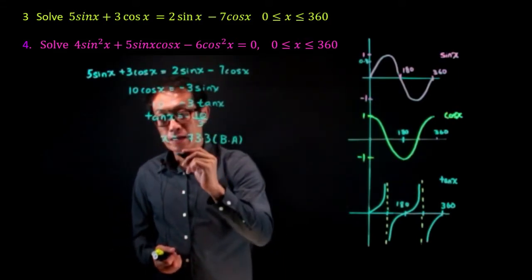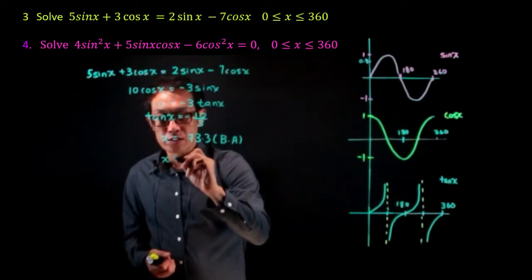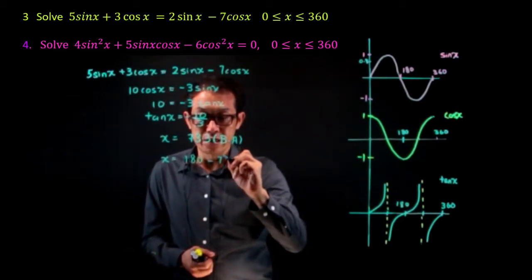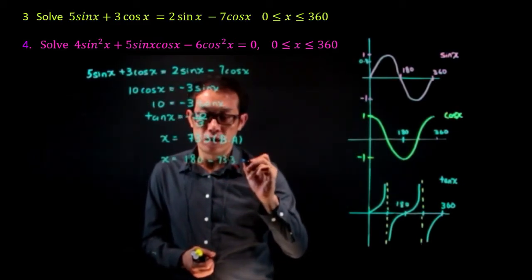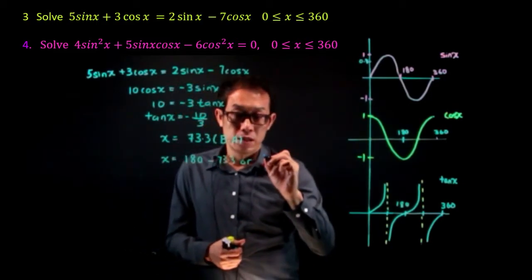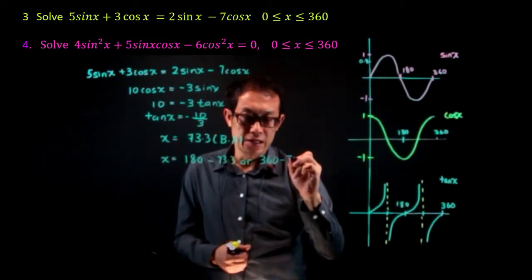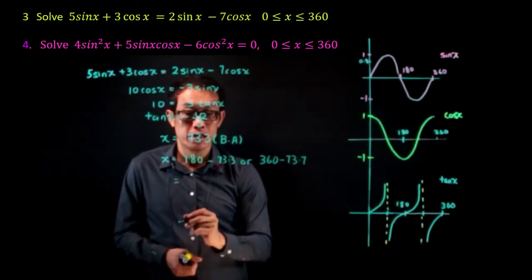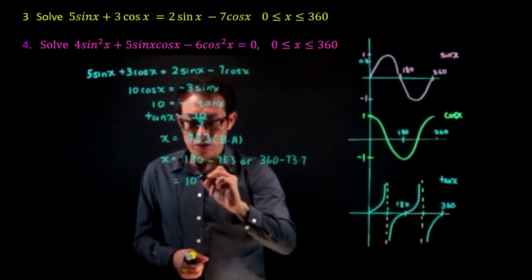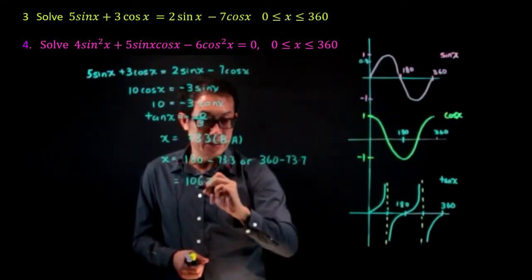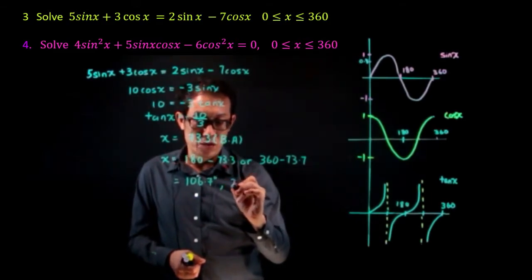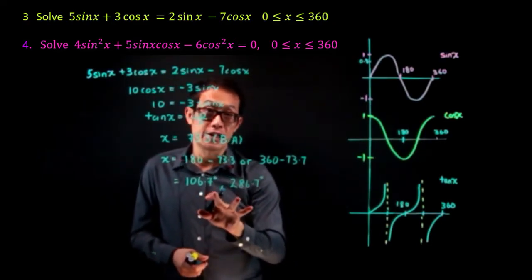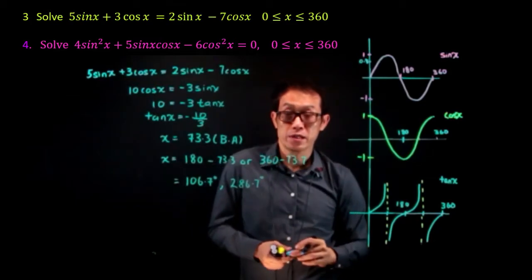Now, if it's in the second quadrant, so x will be equal to 180 minus 73.3, right? Or 360 minus 73.3 degrees. What will you get over here? You get 106.7 degrees, and this one you have 286.7 degrees. Now these two are your final answer to question number 3.